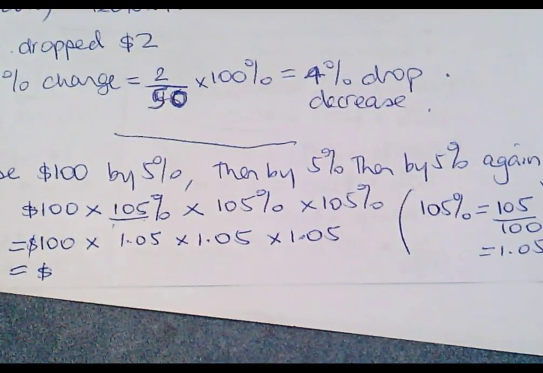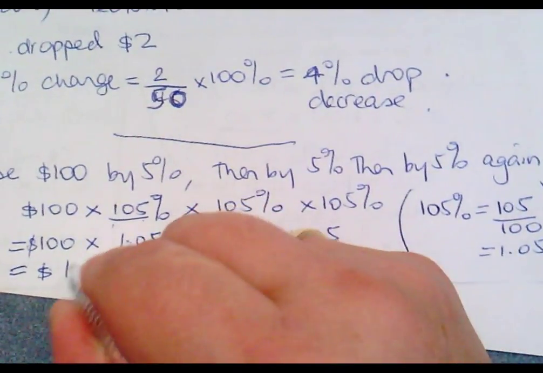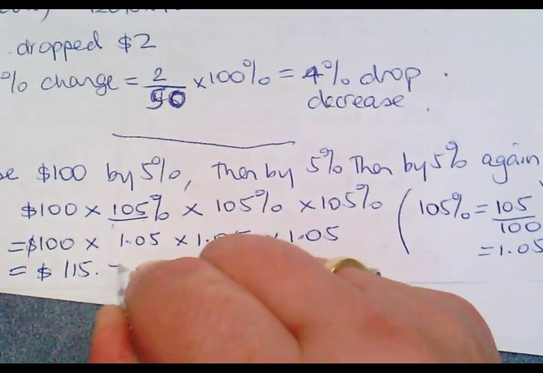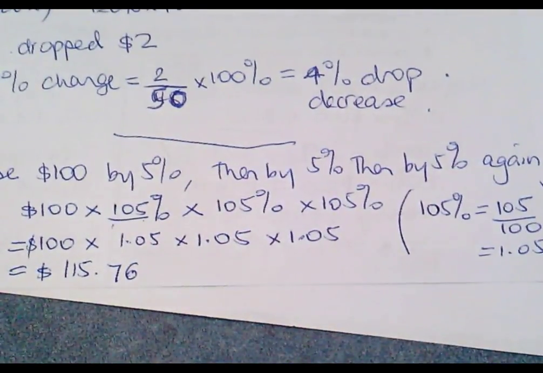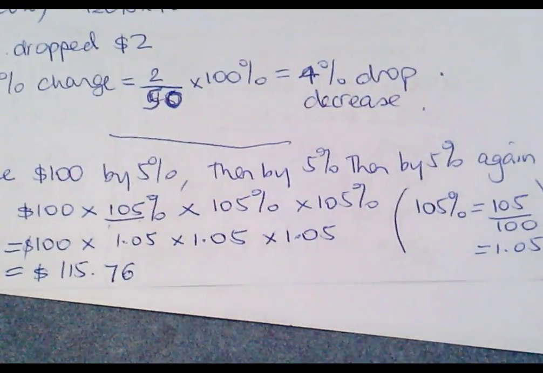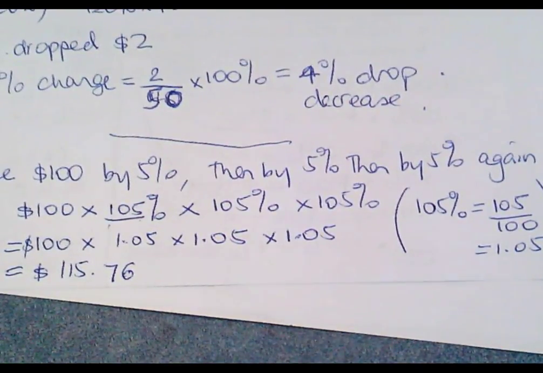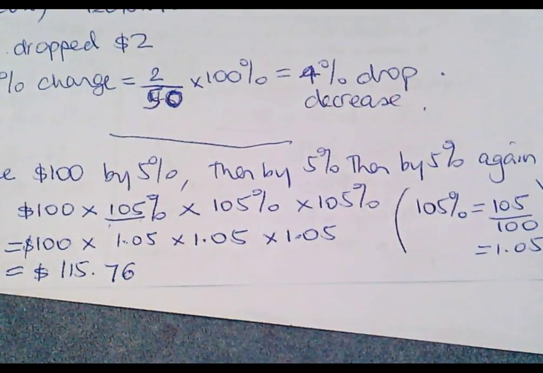And the answer, notice the answer is bigger than 115. Because if it was 115, that would be a 15% increase. So it's 115.76. Notice it's slightly bigger than 115. See, 5, 5, and 5 is 15. But your second 5% is on a bigger amount, and the next 5% increase is also on a bigger amount.